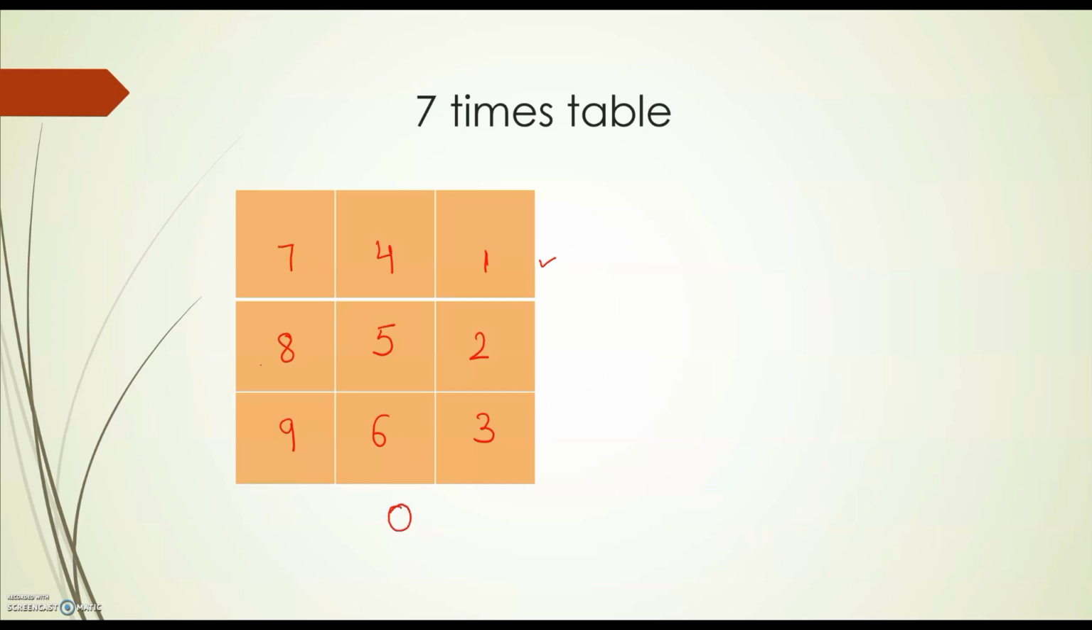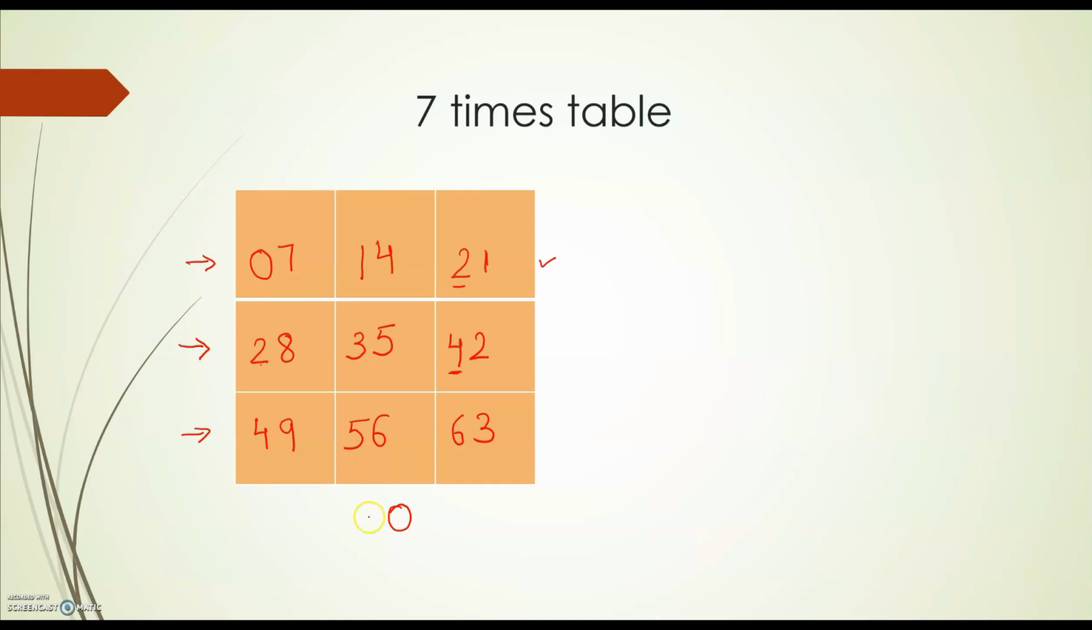And then in the first row, we will write 0 and then 1, then 2. For the second row, we will start with the number 2. So 2, 3, 4, and for the third row, we will start with the number 4. So 4, 5, and 6.